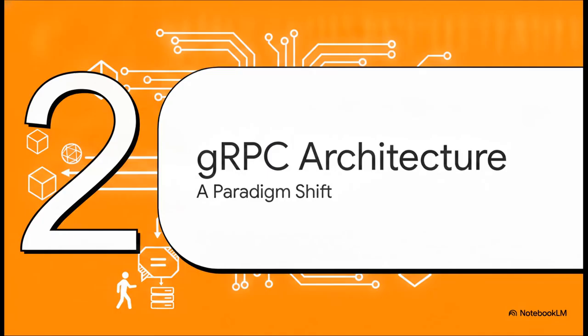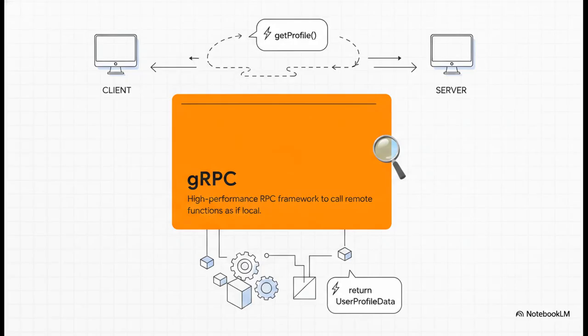Which brings us to part 2. The gRPC architecture. To solve these exact scaling pains, Google engineered a massive paradigm shift. It requires us to completely stop thinking about fetching documents and start thinking about executing functions. gRPC is a high-performance remote procedure call, or RPC framework. The core concept of RPC semantics is just remarkably elegant.